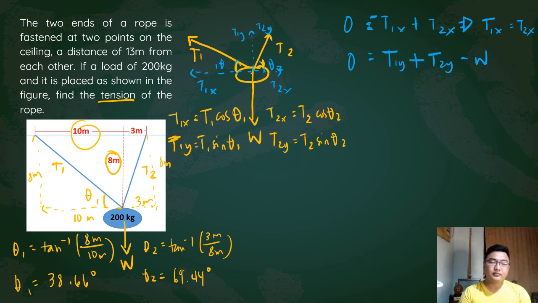Now, the y and x components are not equal, but the x components will be equal. Why? Along the x, we have no motion, and there are only two opposing forces. If there are two opposing forces and the acceleration is 0, therefore T1x is also equal to T2x, which is expressed in the equation that we have derived.